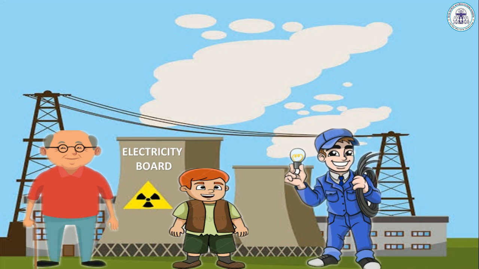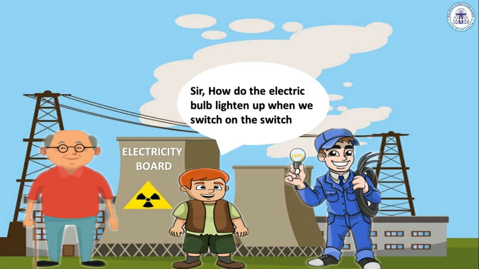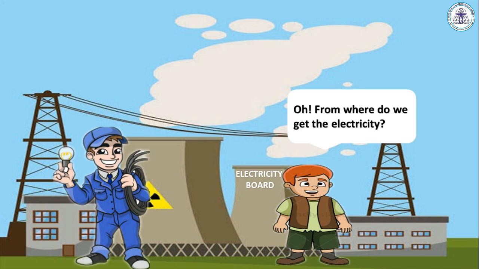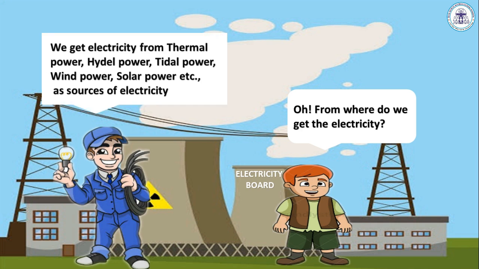Now let us look into the conversation between Selvan and the engineer. Selvan: "Sir, how does the electric bulb light up when we switch on the switch?" Engineer: "Due to electricity." Selvan: "Oh, from where do we get this electricity?" Engineer: "We get electricity from thermal power, hydel power, tidal power, wind power, solar power, etc. These are sources of electricity."